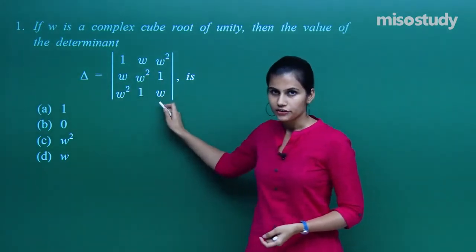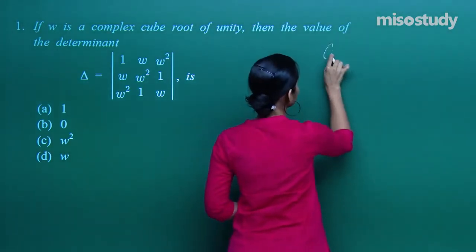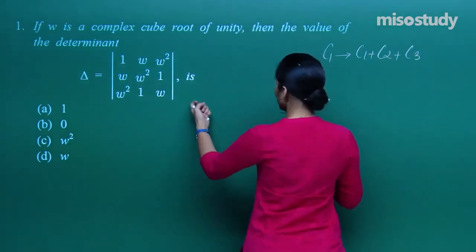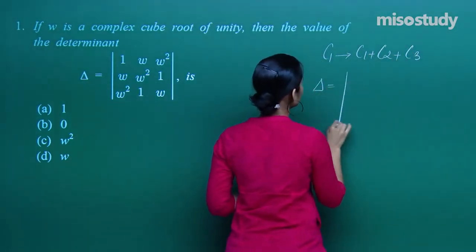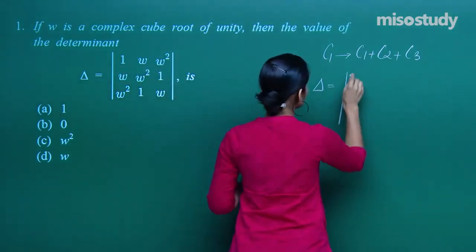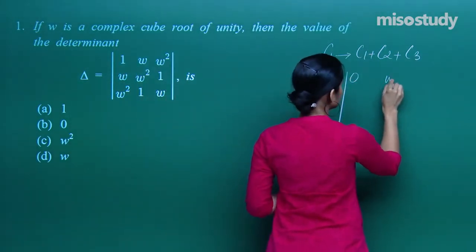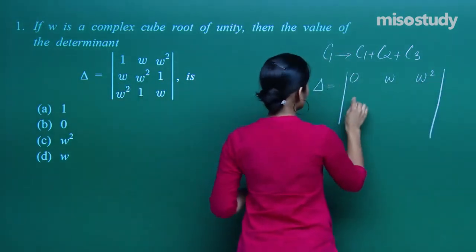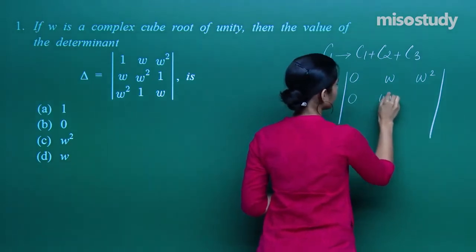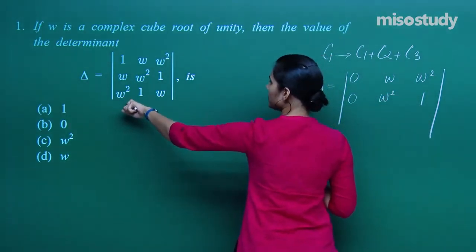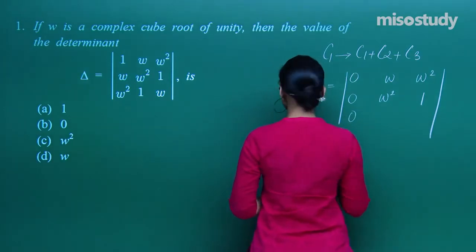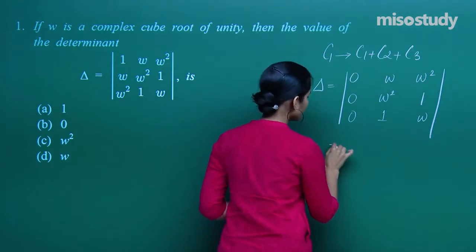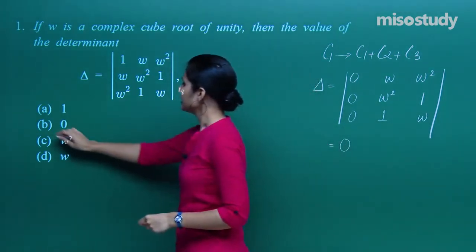So I am going to say column 1 goes to column 1 plus column 2 plus column 3. I get this determinant being equal to 1 plus omega plus omega square, which is 0, rest same. Then again omega plus omega square plus 1, which is 0, rest same. And omega square plus 1 plus omega, which is 0, rest same. The moment you have one complete column equal to 0, your answer is nothing but 0.